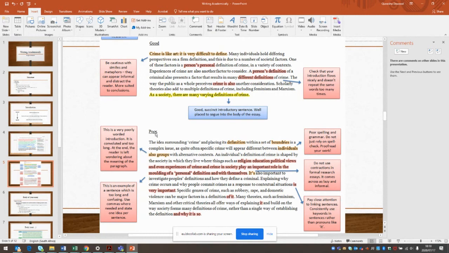Okay, so if you compare the poor with the good and the excellent, you can see that the poor is a bit undefined. It's all over the place. This is more like a first draft.